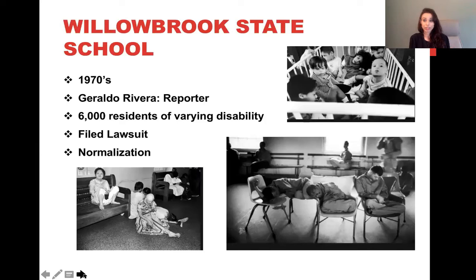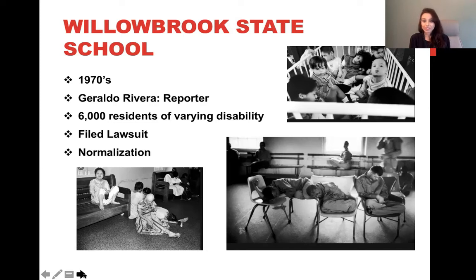1970s. This is where it gets real. There was a reporter by the name of Geraldo Rivera, who you will also see in your textbook. He was a fairly new reporter, and he decided to sneak into the Willowbrook State School. It was pretty risky, but he's a reporter and he wanted to see what was going on in there.